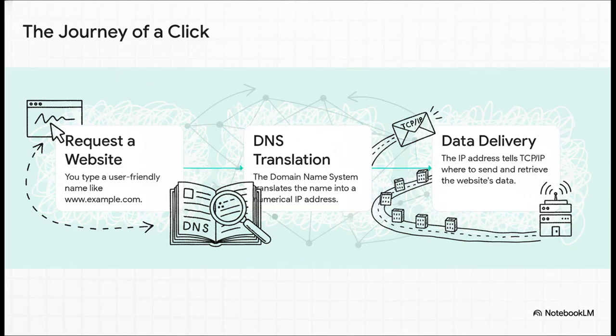It takes the name you typed and translates it into a numerical IP address. And finally, step 3. That IP address acts just like a home address for a package. It tells the network exactly where to send your request to go find the data for that website and bring it back to you. Simple as that.